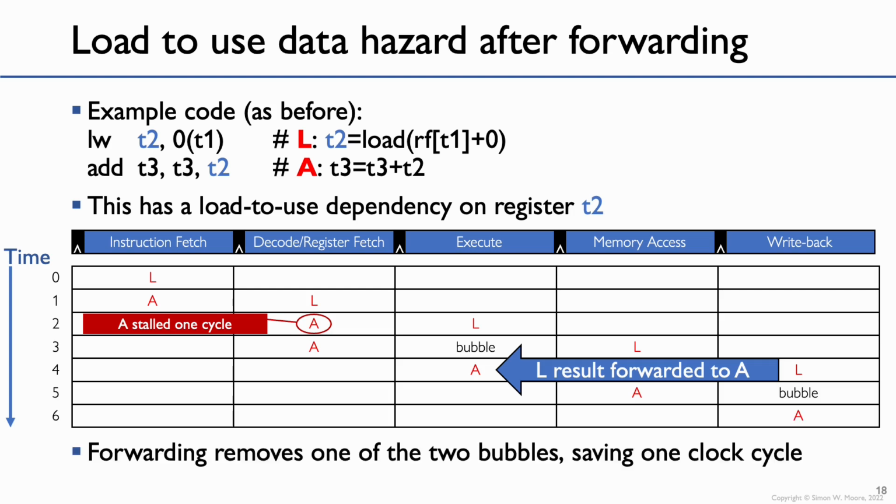So forwarding in this instance removes one of the two bubbles, so it saves one clock cycle, but we just cannot remove both bubbles because it just takes time to do that memory access, and there's just no way around that.